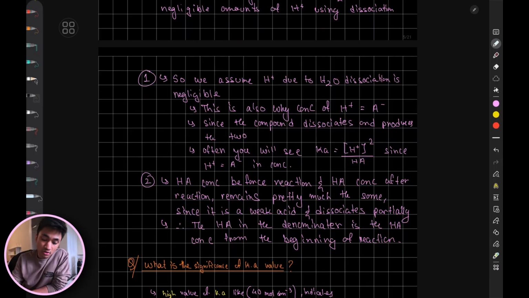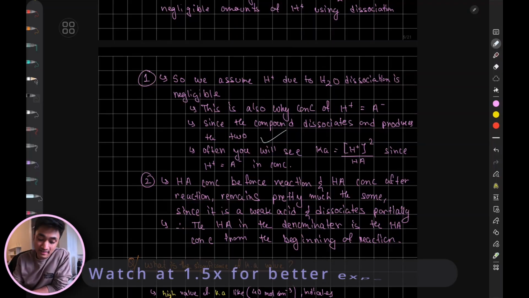This is also why the concentration of H plus exactly equals the salt. So concentration of H plus exactly equals the ethanoate ion in our last example. I just explained this. Often you will also see that on the numerator you have written H plus concentration squared divided by whatever the reactant or weak acid you had. Why does this happen? This happens only because your concentration of the salt and the acid is exactly equal.